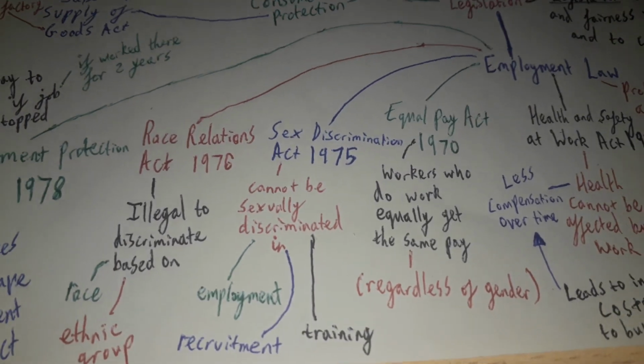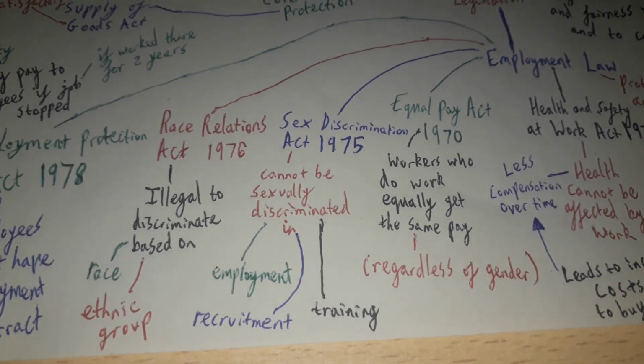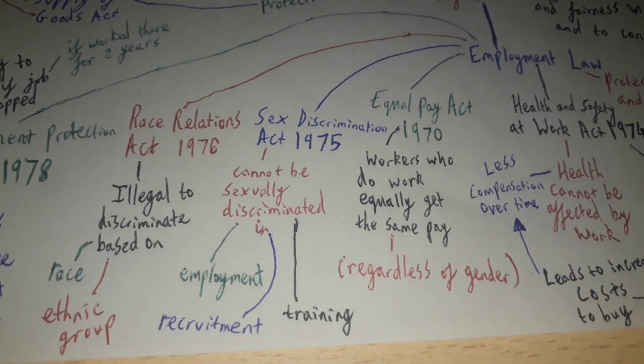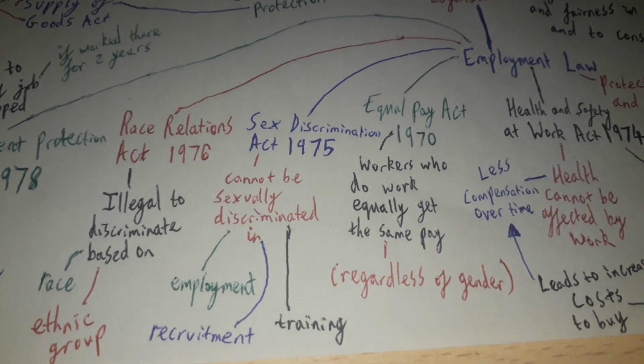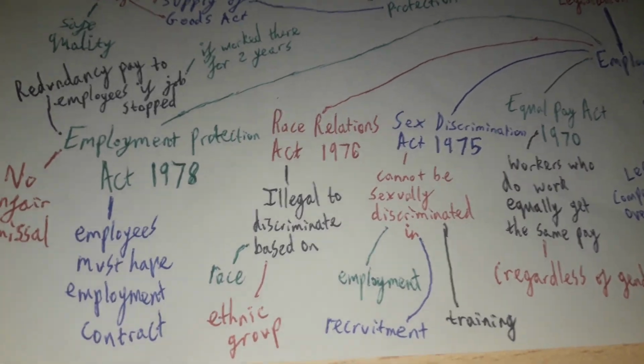Race Relations Act of 1976. It was illegal to discriminate based on race or ethnic group. This would have a big impact on businesses about who they employed. Like they wouldn't get a decision over whether to employ someone just because of their race or something like that. So they'd have to treat everyone equally due to that.